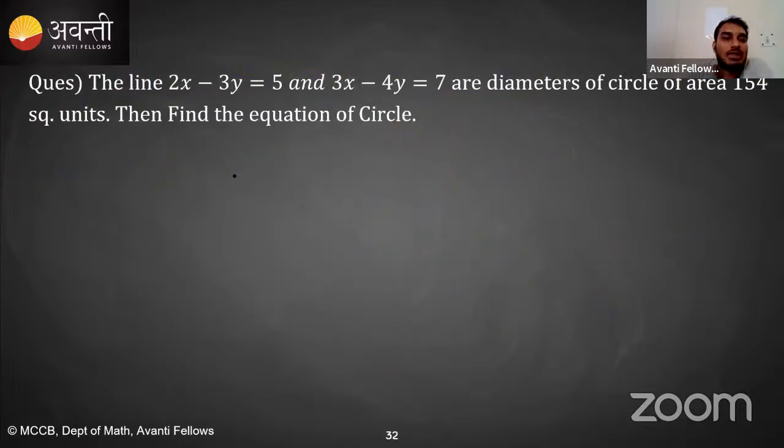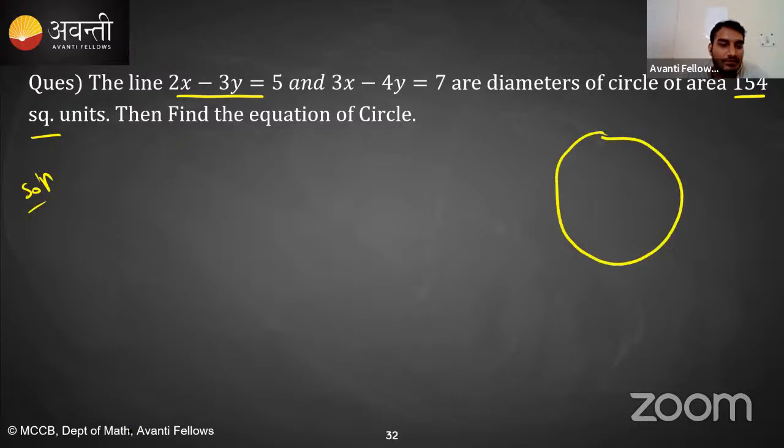So now let's solve this question. A line 2x minus 3y equal to 5 and 3x minus 4y equal to 7 are diameter of the circle, and circle का area कितना है? 154 square unit. Find the equation of circle. Okay. So let's say there is some circle and these lines are along the diameter. Means let's say this is center, right? So if these two lines are along the diameter, so it means intersection of these two lines will give you the center, of course. Yes or no?